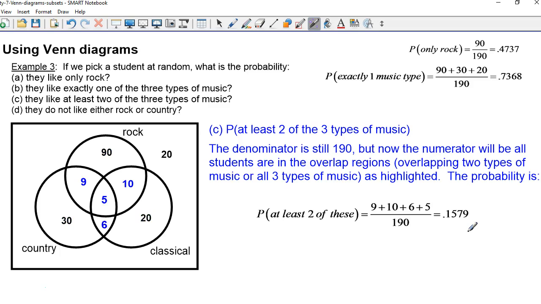For part C, it says, what's the probability of at least 2 of the 3 types of music? The denominator is still 190, right? But now we're talking about people that like at least 2. So the 9 and the 10 and the 6 are people who like exactly 2, and the 5 are people who like 3, which is also at least 2. So we would have to add up these 4 blue numbers for the numerator divided by the 190. So there are about 16% of students who like at least 2 types of music.